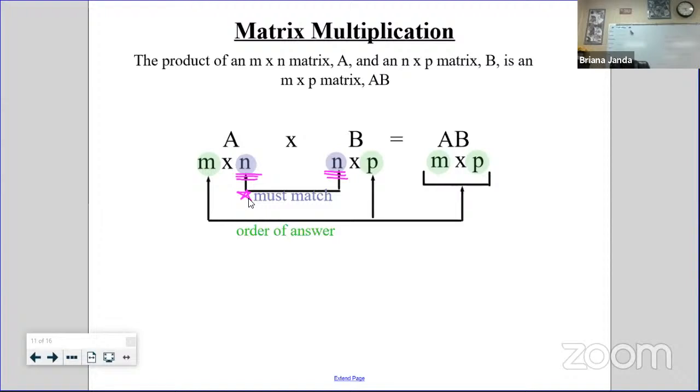I would look at their orders as an M by N and then an N by P, and it is very important that your inside 2 numbers match because of how multiplication works. And then your outside 2 numbers with the orders ends up being what size your answer will be. So as long as these inside ones match, your outside numbers give you the size or order of your answer.